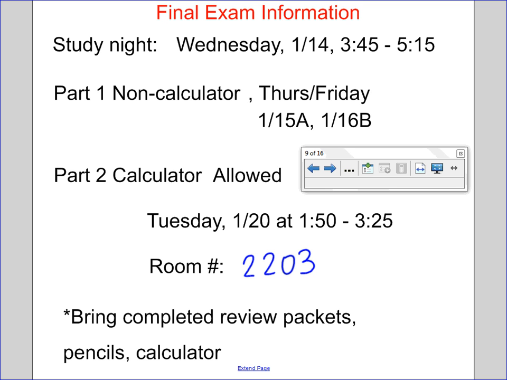Don't forget, tomorrow night is the final exam study review night from 3:45 to 5:15. Come for a little while, 15 minutes, 20 minutes, or stay for the whole time. You can ask advanced algebra teachers advanced algebra questions, and bring your review packet. That's a great opportunity to take advantage of. And of course, Thursday is part 1 of our non-calculator exam. Part 2 is the Tuesday after part 1.